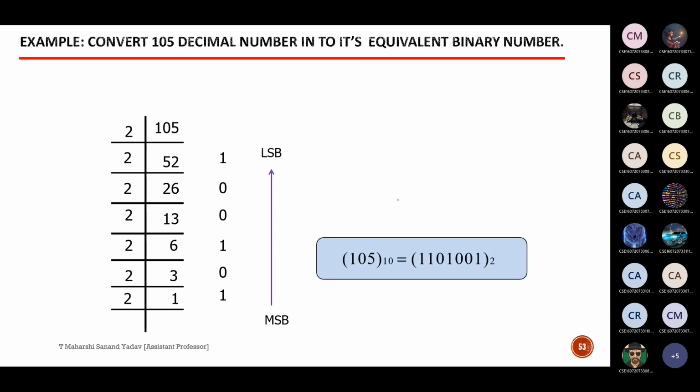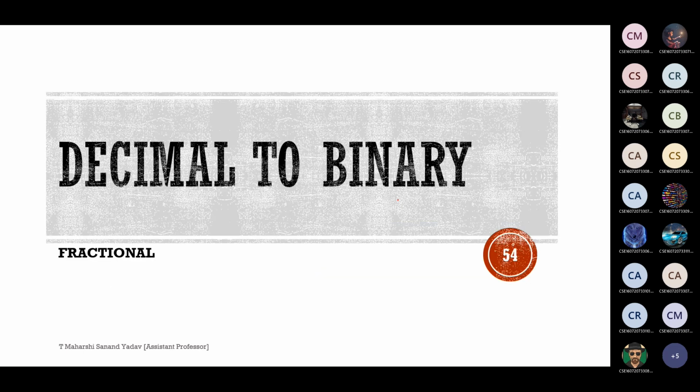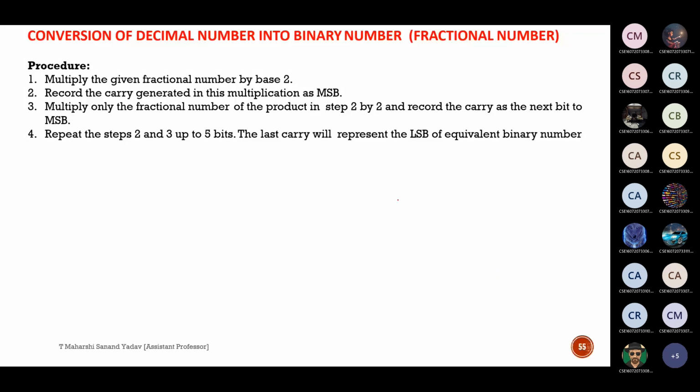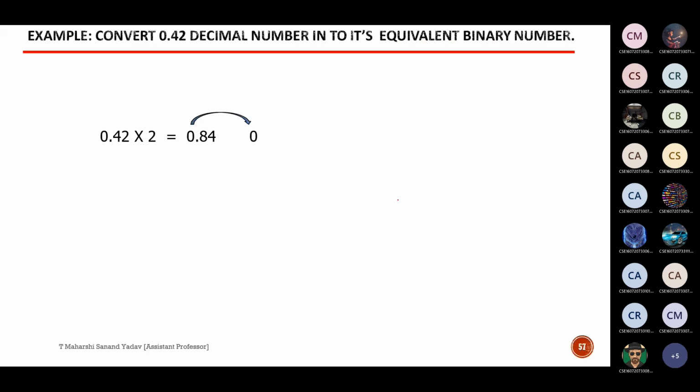So 105, which is in decimal, is converted into binary. Now here again decimal into binary, but here we shall understand how to do fractions. As you already know, we need to continuously multiply it with 2. So note down this question: 0.42, which is in decimal, into binary.